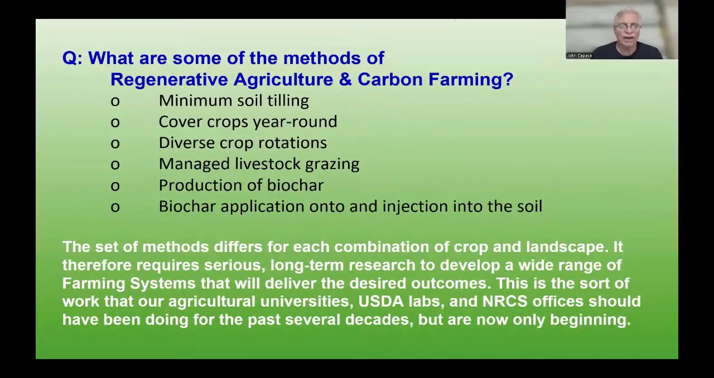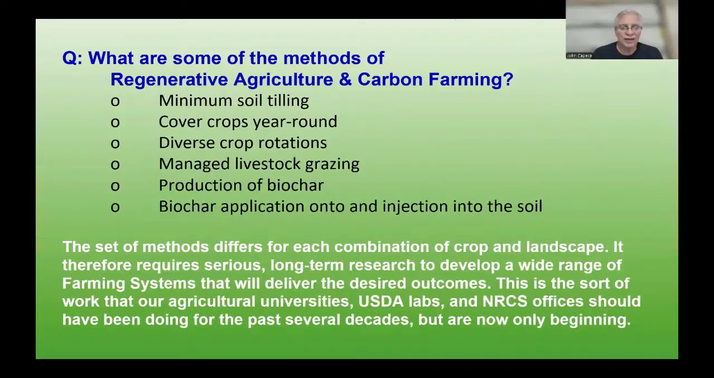It also involves managing livestock grazing for the purposes of mimicking natural herd movements. Another element is the production of biochar and its precise application or injection into the soil. We must recognize that the exact set of methods differs for every single combination of crop and regional landscape. What works for citrus grove in Florida will be different from what works for a wheat field in Kansas.